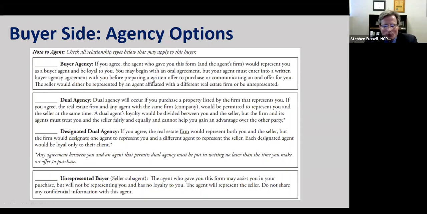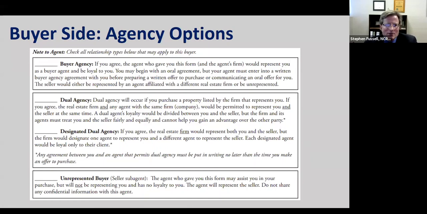But let's assume for the moment that your firm also represents sellers and lists property. And of course, if your buyer client becomes interested in buying a property that your firm has listed, then you're going to talk to your buyer about dual agency. And as the form indicates, dual agency will occur if you, the buyer, purchase a property listed by the firm that represents you. And if you agree, the real estate firm and any agent with the same firm would be permitted to represent you and the seller at the same time.